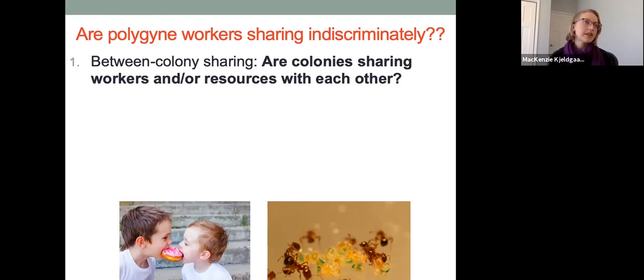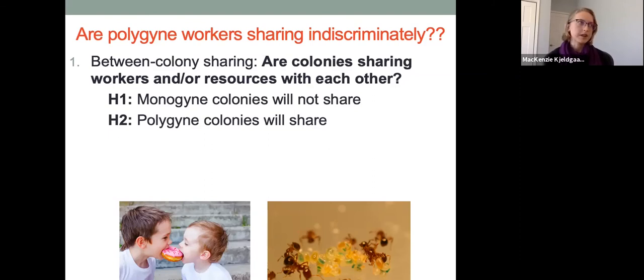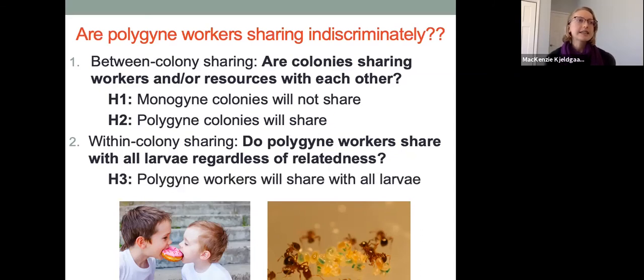So I had the hypothesis going into this that single queen colonies will not share with each other, whereas polygyne or multi-queen colonies will share with each other. And that's based off of those previous assumptions. But then I also wanted to look at within colony sharing. And here, I wanted to see if these multi-queen workers are sharing with all larvae regardless of relatedness, because when you have all of these queens within a single colony, you're oftentimes encountering larvae that may be less related to you. So I really wanted to see what that looks like on within colony sharing.